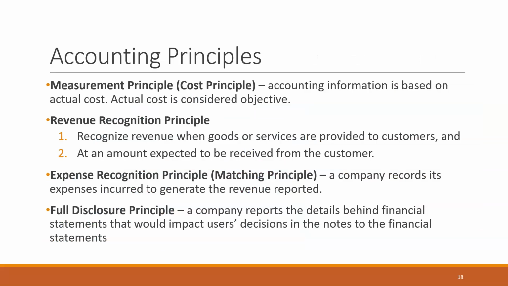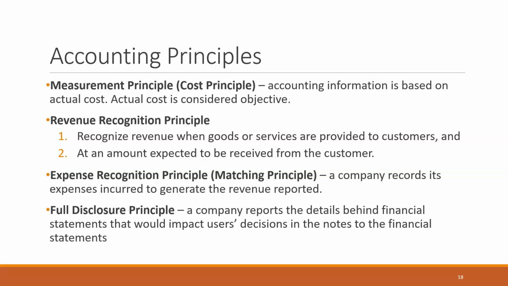Okay, so one is the measurement principle, which is often called the cost principle or the historic cost principle. And what this rule states is that accounting information is based on actual cost, because the actual cost is considered objective. And it's because you have receipts or legal documents for what you actually paid for something.